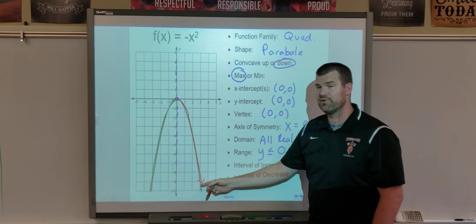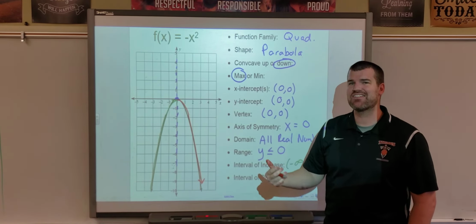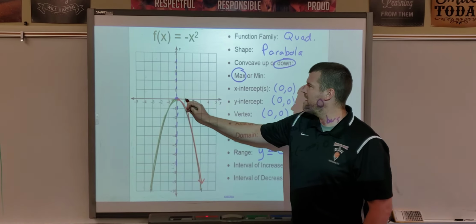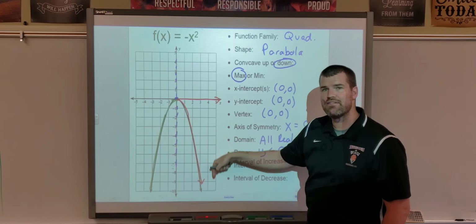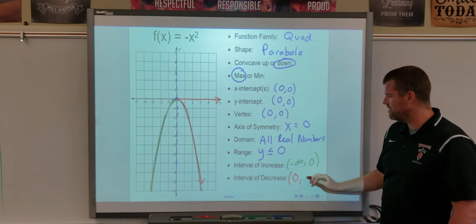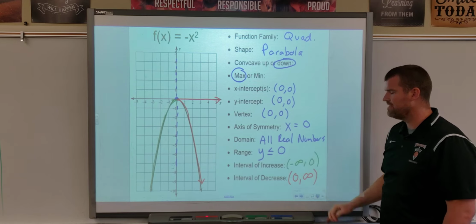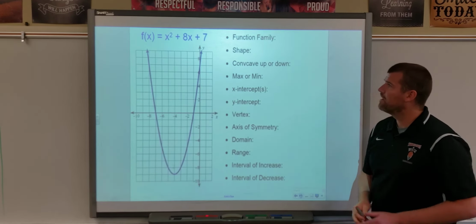And a lot of people try to put negative infinity right here because it's going down. But remember, we're looking at the x values. So as the graph goes towards positive infinity, the graph is decreasing. So the interval of decrease is from 0 until an x value of infinity. It'll decrease forever. All right, 2 more examples.